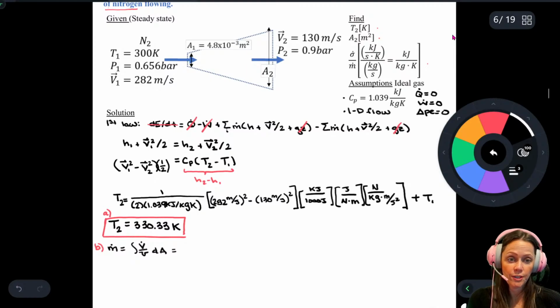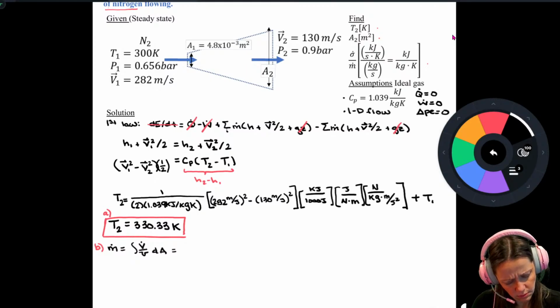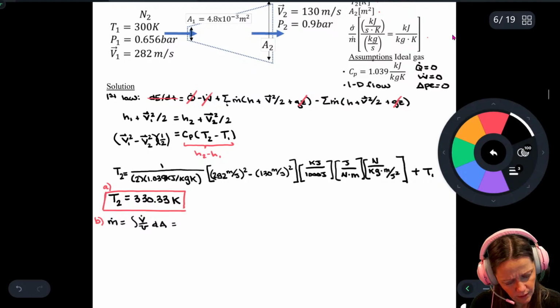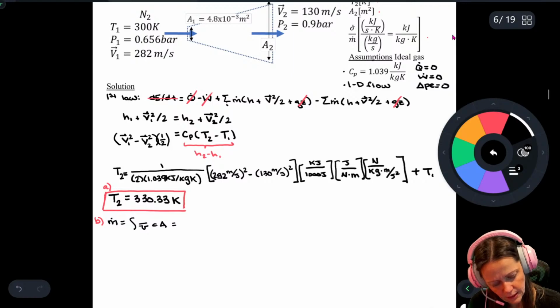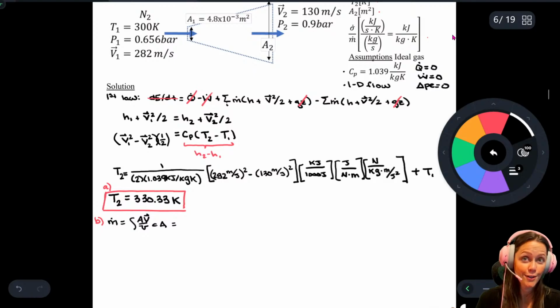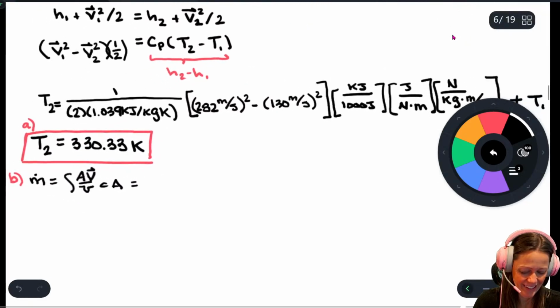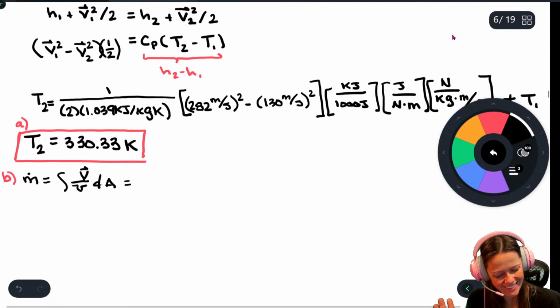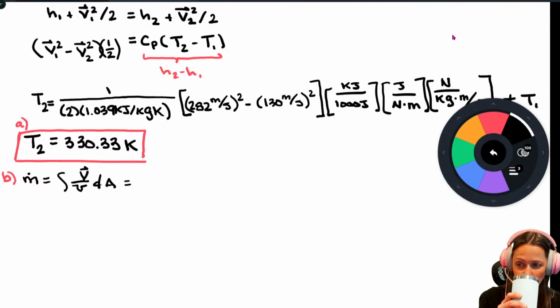So assuming 1D flow means that... oh, that's not V dot, I'm sorry, it's area times velocity. Oh my goodness, I'm sorry. No, that would still be wrong, apologies. There we go.